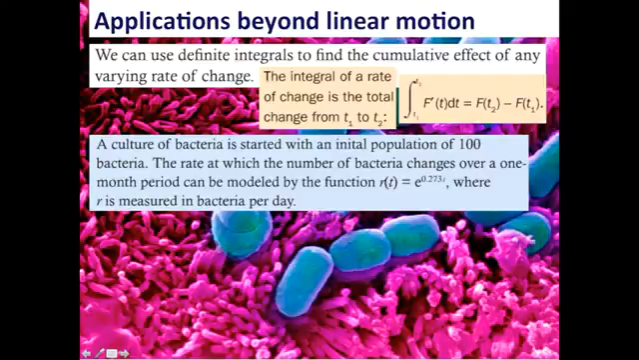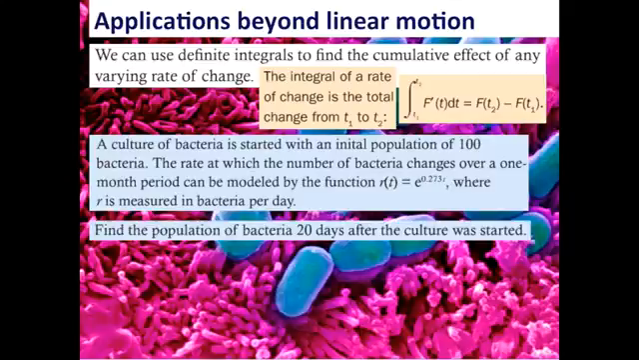So in this instance, our function is the rate of change of population. So if we integrate the rate of change of population, we should be able to find out the total change in population over the period. We are asked in the question to find the population of bacteria 20 days after the culture was started. So let's have a look at how we can try and dissect this question.